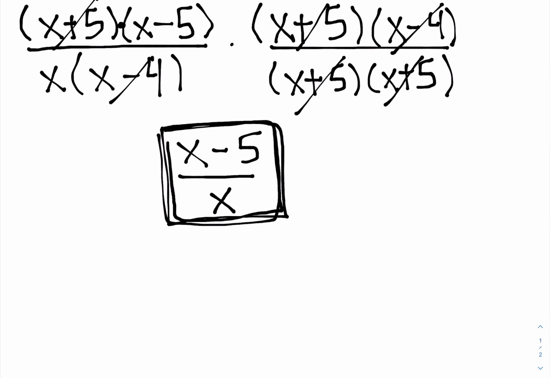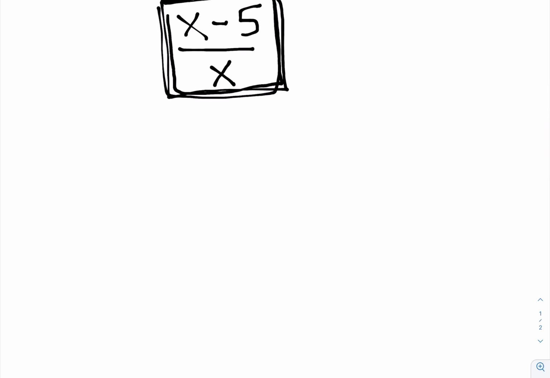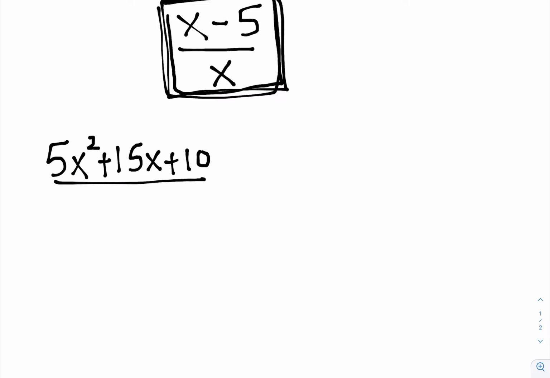So let's do an example where instead of multiplying everything, we're dividing. Let's say we have 5x squared plus 15x plus 10 divided by, let's say they already gave it to us, x plus 3 times x minus 4.